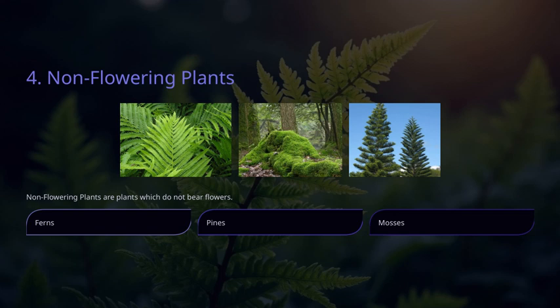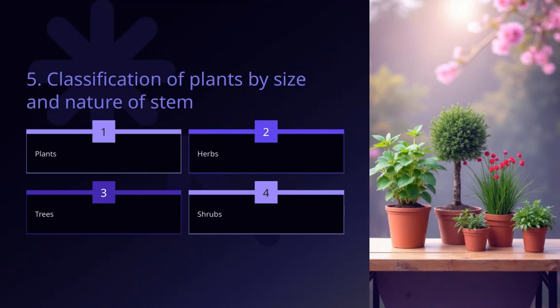Understanding these non-flowering plants helps us see the diversity of plant life and how different species have adapted to their environments, which ties into the overall theme of plant evolution and adaptation. Let's take a closer look at how plants are classified based on their size and the nature of their stems.